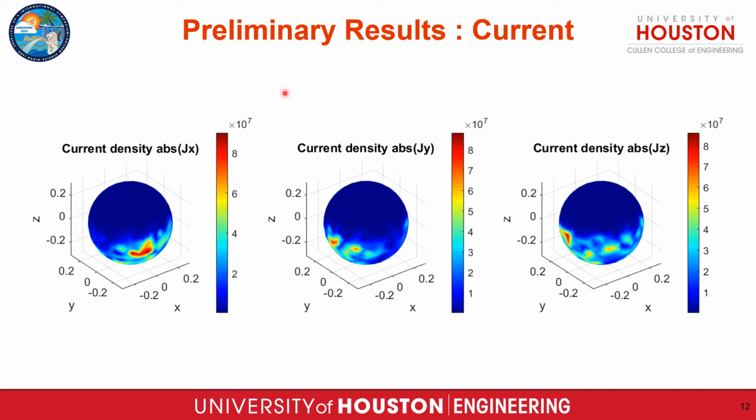This figure shows the current. This is the X in our formulation. We can see this is Jx, Jy, and Jz. We can see this is a high power source. The magnitude of the current is very large. So in this case, we have to say it's very challenging to realize this kind of source.